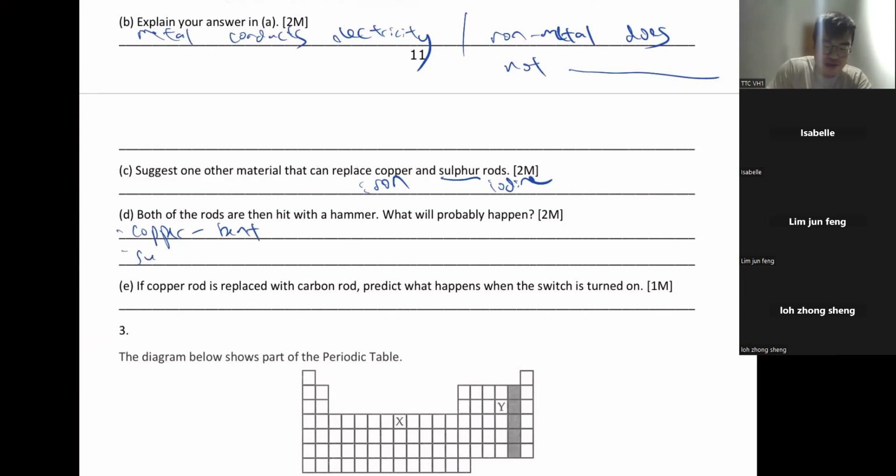Okay, what happens when you hit sulfur? What happens when you hit sulfur? Sulfur will shatter, break. Okay, shatter or break because they are very fragile, very brittle.